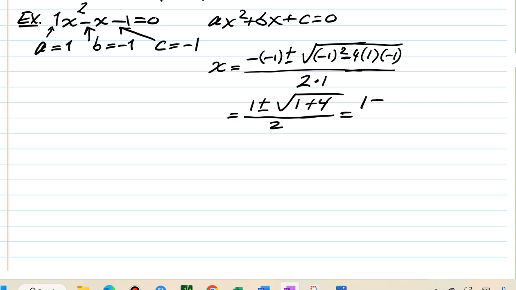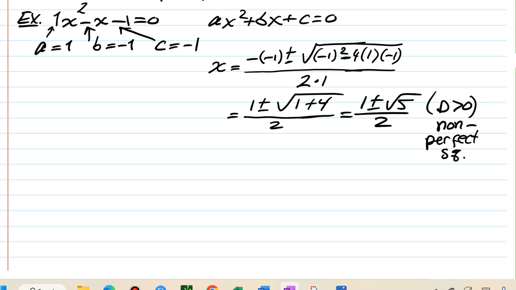So notice, by the way, that our discriminant is positive, right? Discriminant positive and a non-perfect square. That means I would expect 2 irrational solutions. And we're looking at the 2 solutions right in here. You can split that into 2 parts as 1 plus root 5 over 2, 1 minus root 5 over 2.